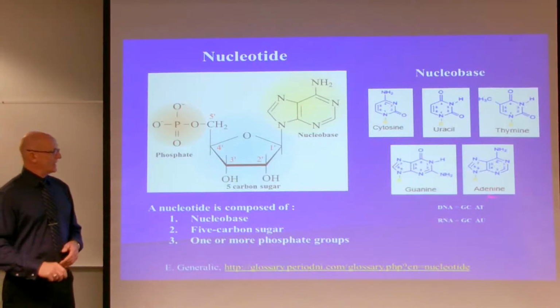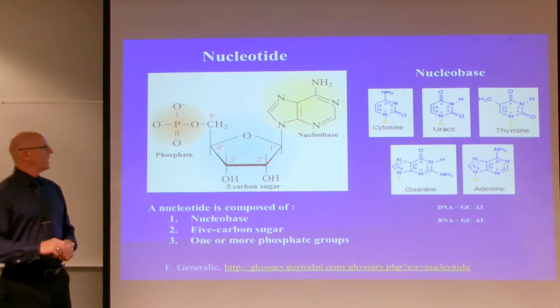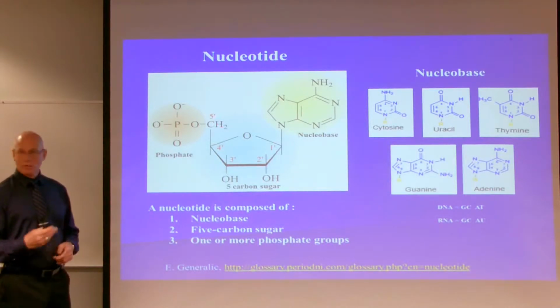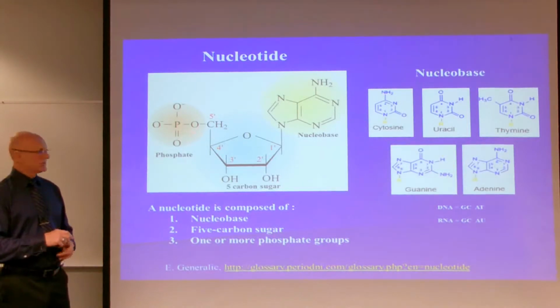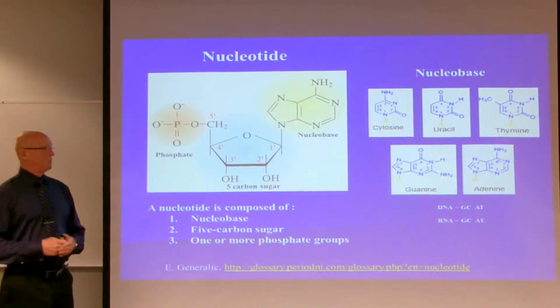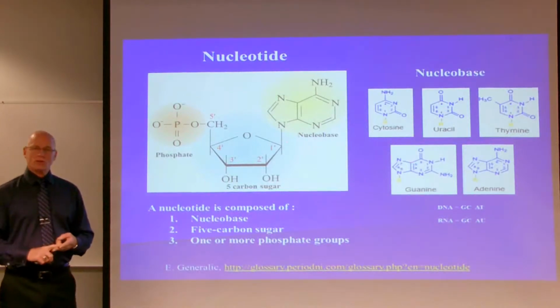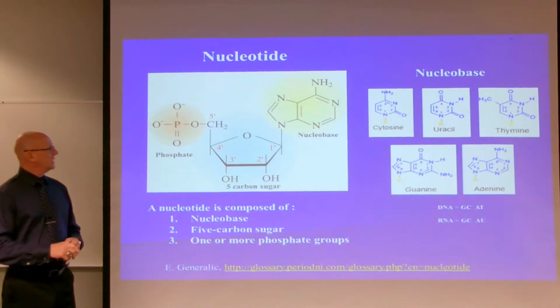This here is adenine. And it also is composed of a 5-carbon sugar. This is a 5-carbon sugar, and this is ribose. And it also contains one or more phosphate groups. So this is a phosphate. So it contains a nucleobase. Also a nucleobase is a 1 or 2 ring nitrogenous structure, which has a nitrogen in it. And in this case, again, it's adenine.